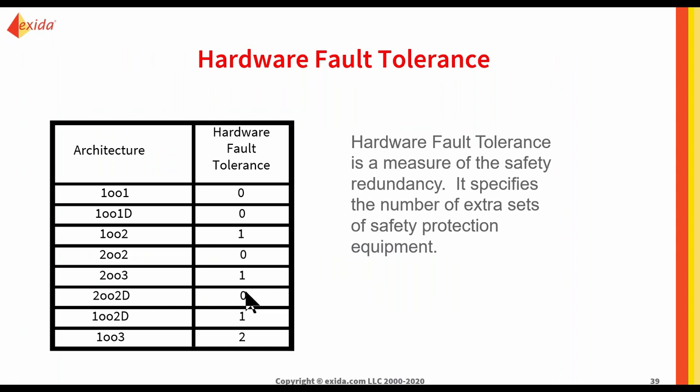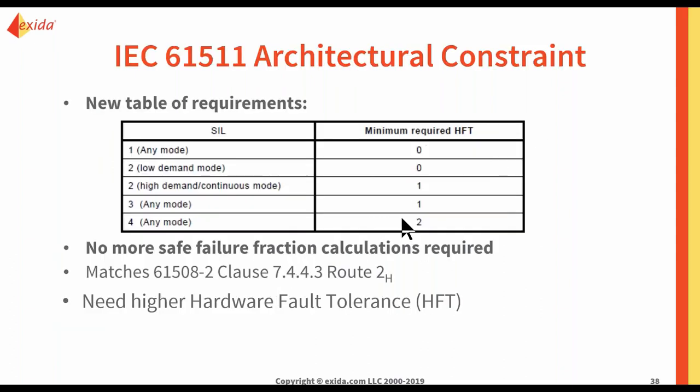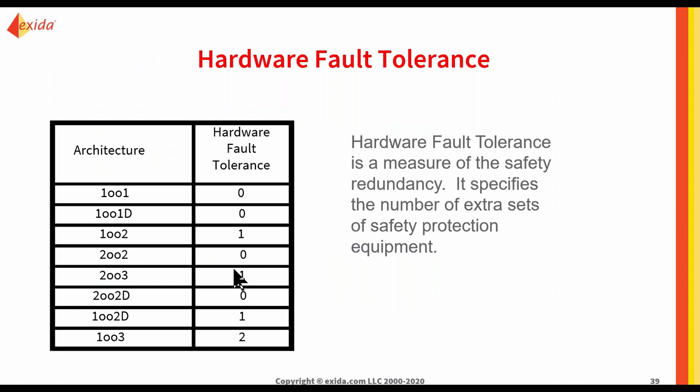So as you can see, if you want to achieve SIL 2 for high demand or continuous mode, and for SIL 3 for any kind of mode, whether low or high, you need to have at least one for HFT, for the hardware fault tolerance. In that case, you can only have architectures like 1 out of 2, 2 out of 3, or 1 out of 2D. That means at least you need to have 2 pieces of equipment for either the sensors or the final elements, the valves. So that means that you need extra equipment.